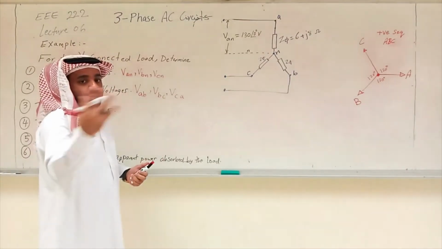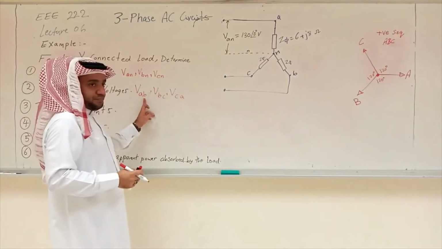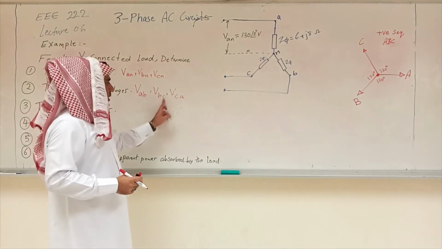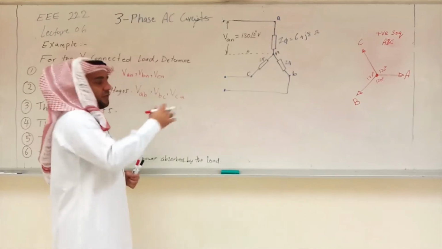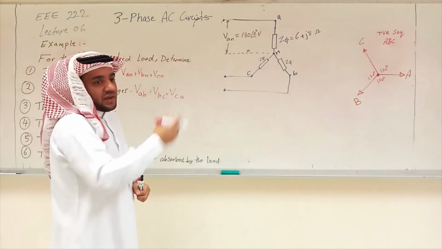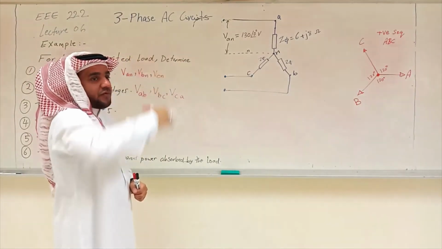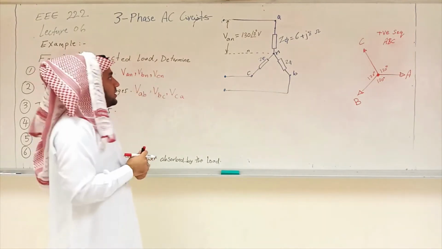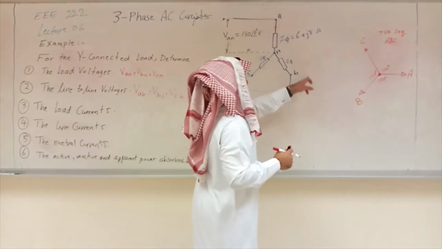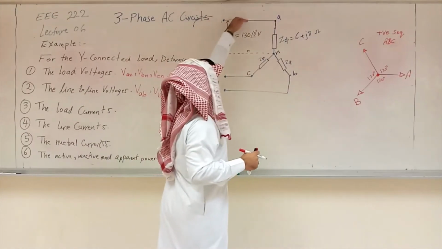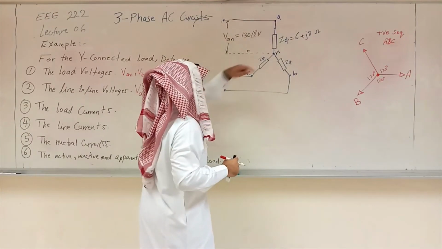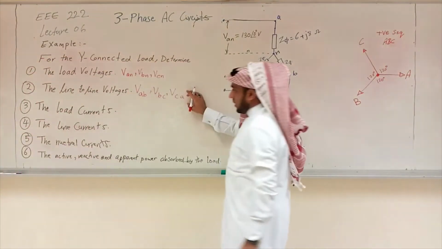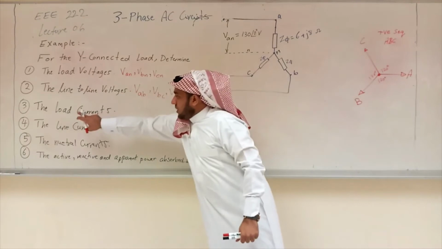It could be ABC or it could be 1, 2, 3. So it will be 1-2, 2-3, 3-1, right? Or 4, 5, 6 as we have in the lab in the stations, 1, 2, 3 or 4, 5, 6. These are basically our lines, line 1, line 2, line 3, or we call them here A, B, C. So we want line to line voltages here. This is line to line voltages. Then the load currents.